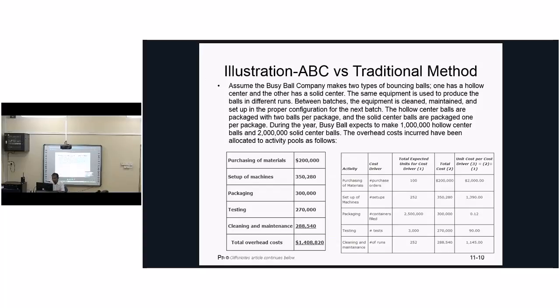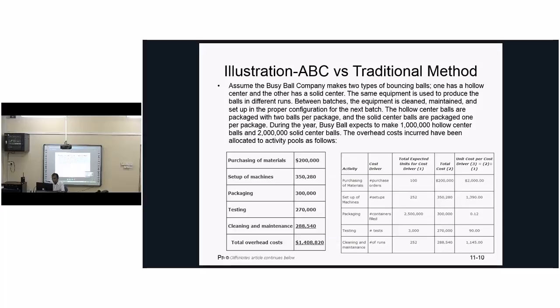When it comes to packaging, hollow center balls are packaged with two balls per package, and the solid center balls are packaged one per package. So there's a difference. Now during the year, Busy Ball expects to make 1 million hollow center balls and 2 million solid center balls.